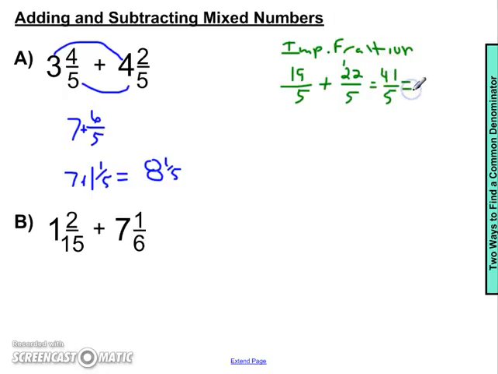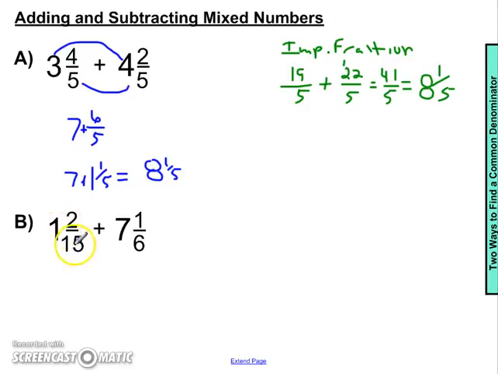And then if I go back to a mixed number, 5 goes into 41 8 whole times. 41 minus 40 leaves me 1. And you'll notice both of them end up being 8 1/5. So either way sort of works. It's just how well you work with mixed numbers and improper fractions.